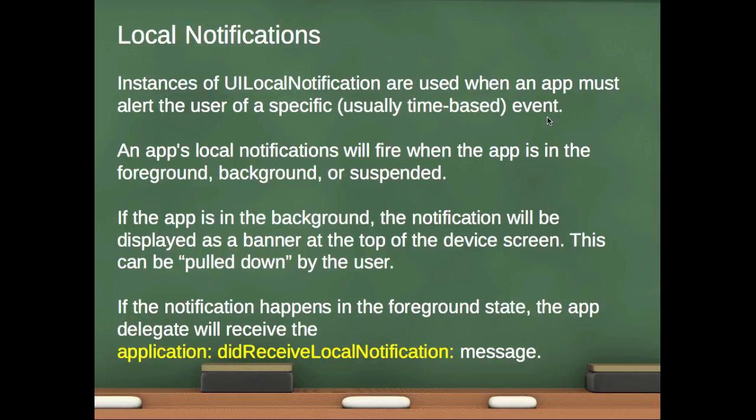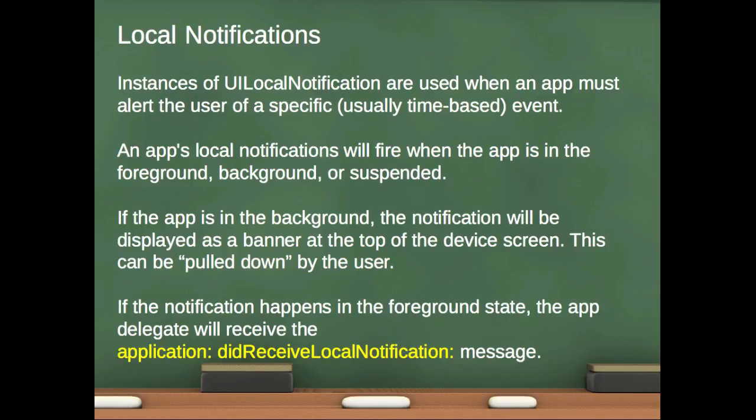So now that we have a little bit of background information, no pun intended, on the states of an application, let's look at this thing called a local notification. A local notification is simply an instance of UILocalNotification, and we use it when an app must alert the user of a specific event. And these are usually time-based events.